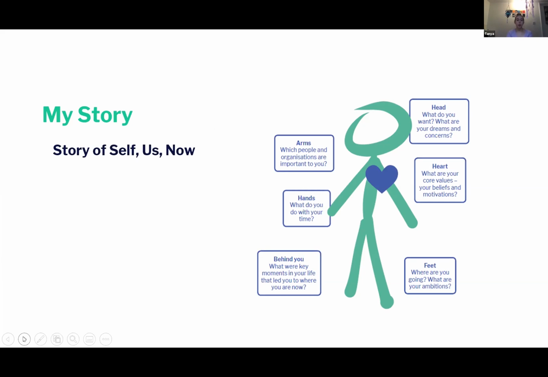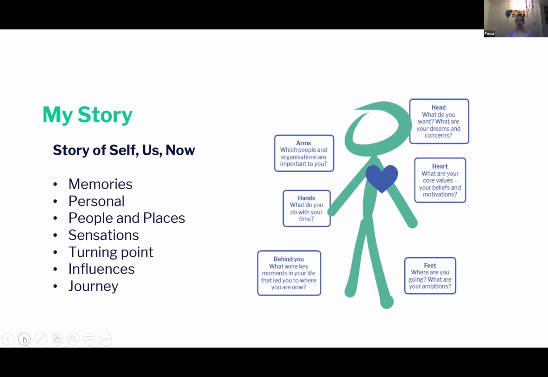So something that's very important is understanding people's stories of themselves. And we have some different categories of how you can help to understand somebody. So somebody's memories, their childhood, how they've grown up, that will influence how they make their decisions now. The people that you know, people in your life who've influenced you, places that are important to you, maybe they hold a special place in your heart, perhaps a turning point in your life.